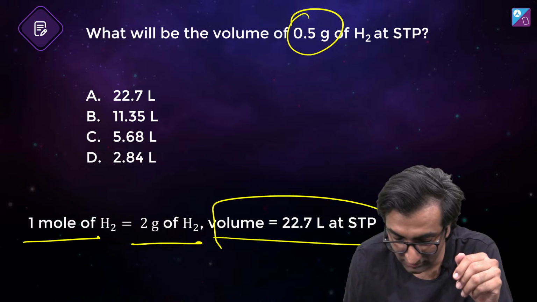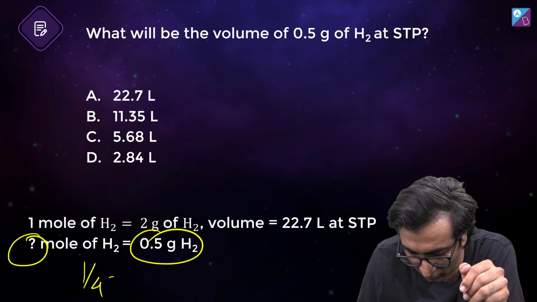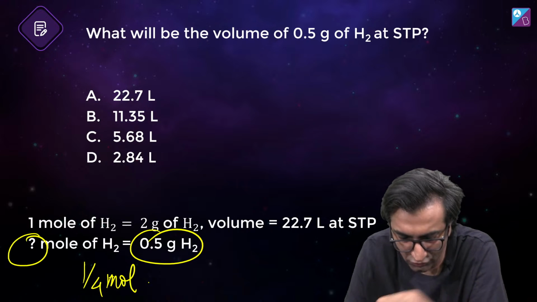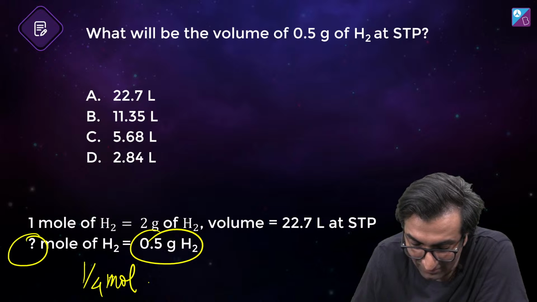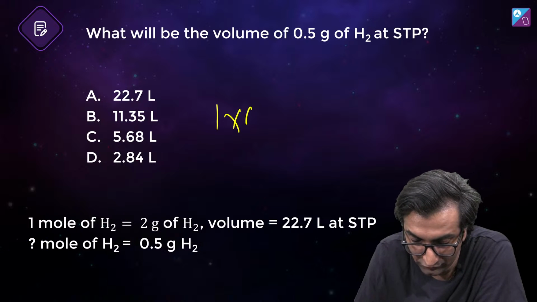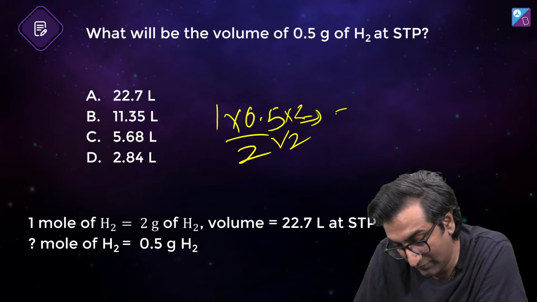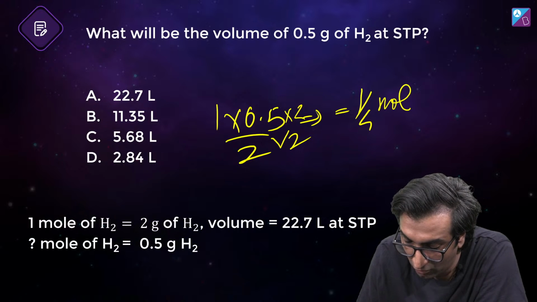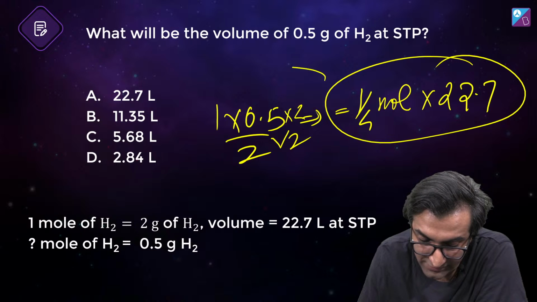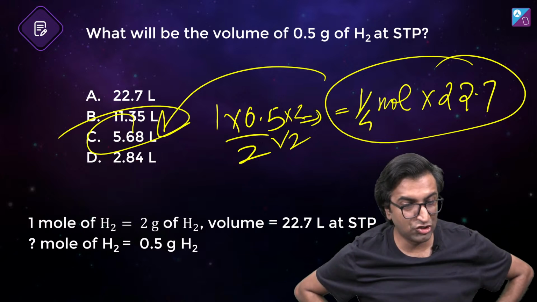Mole is changing here. How many moles are there in 0.5 gram of H2? It is 1/4 mole, right? How do I know this? देखो, just cross multiply, right? 1 mole is 2 gram. How much is 0.5 gram? 1 into 0.5 by 2, which is what? Into 2 into 2, which is 1/4. So this 1/4 mole, 1/4 mole into 22.7. 1/4, 22.7 कितना हो गया? 5 point something, which is C is the answer. Good job.